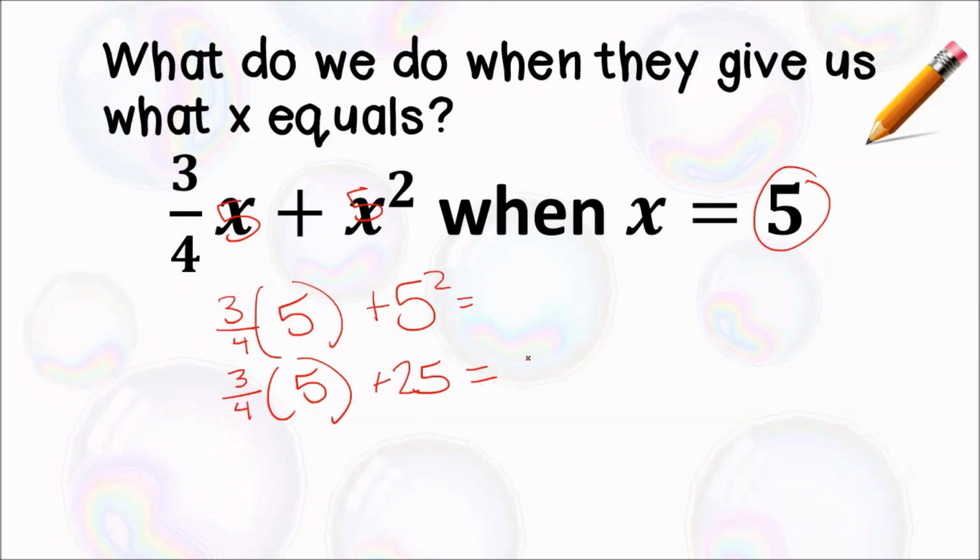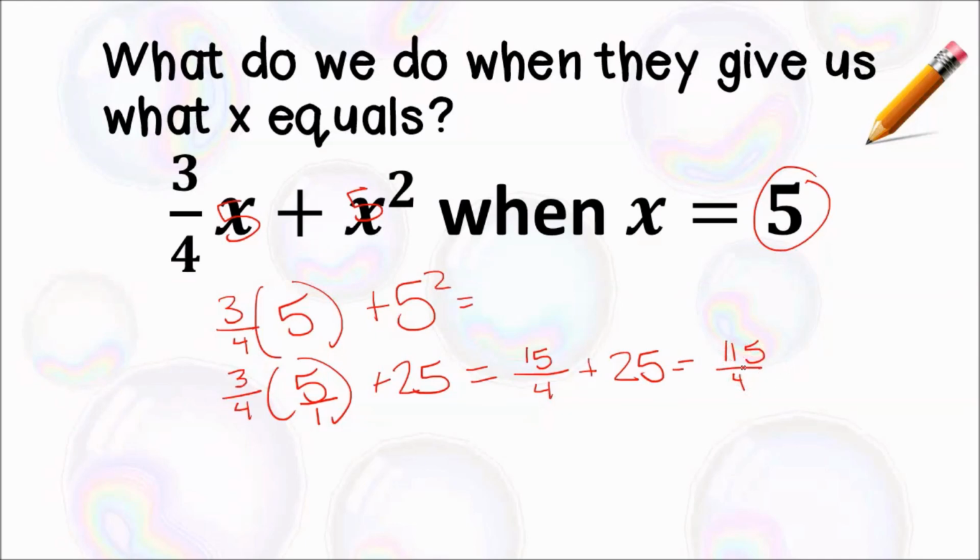3/4 times 5. I'm gonna multiply that out like I would with a fraction. So 3/4 times 5, so 3 times 5, that's 15. And 4 times 1 is 4. Plus 25. Now I got to add here, because remember, addition comes after multiplication. So 15 over 4 plus 25, that's 115 over 4.